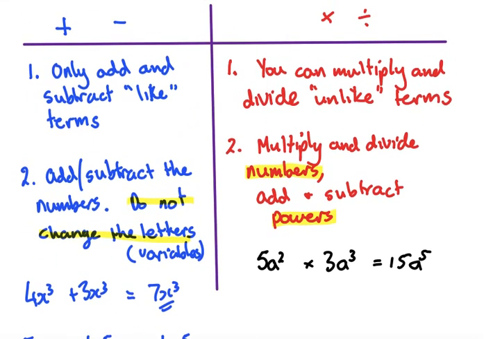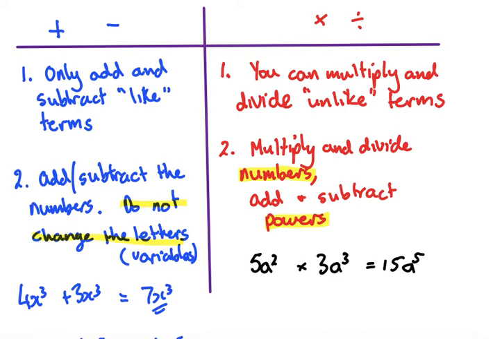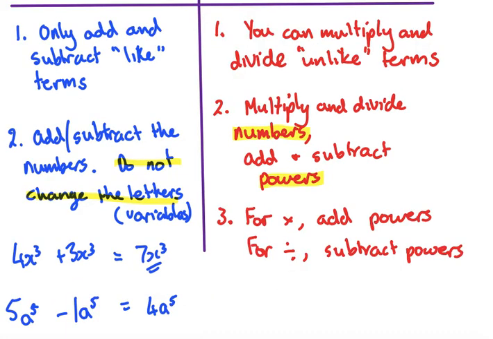Remember those rules there. Multiplying and dividing, there are no restrictions, you can do anything. You multiply and divide your numbers, you add and subtract your powers. But for adding and subtracting, you don't change your variables. You only add and subtract the like terms. You do not change the variables. For multiplying and dividing, you do change or can change the variables. Remember, for multiplication, add your powers. For division, subtract your powers. Really important to keep that correct.